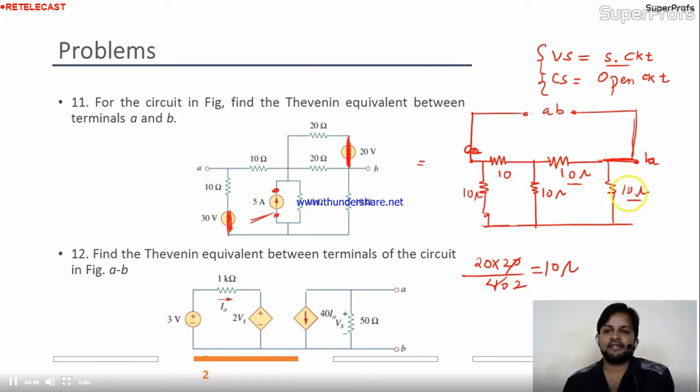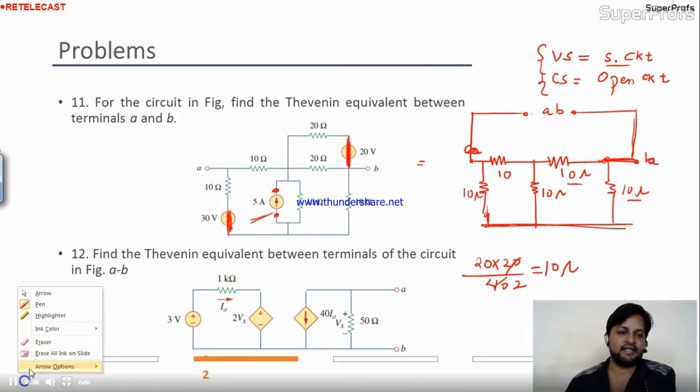So this 10 and this 10 are not connected in series, and they are not connected in parallel combination also, because the starting point is the same but the ending point is not the same. What about these two, 10 and 10? They are also not connected in any combination. This one also. So here is the condition where no one is connected in series or parallel. So we can apply which one?